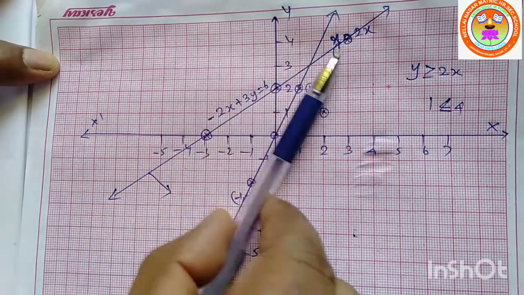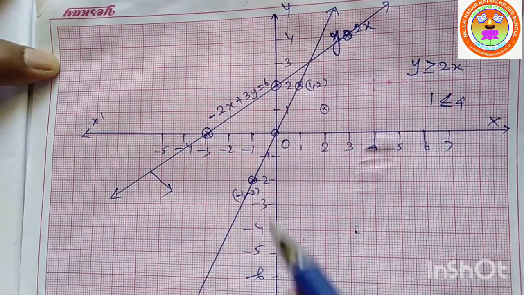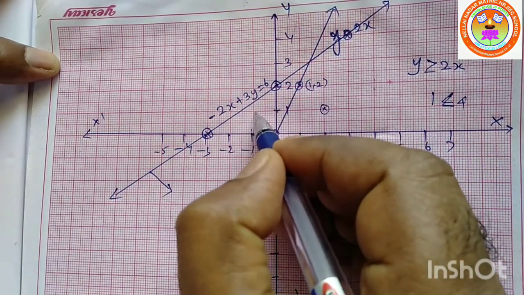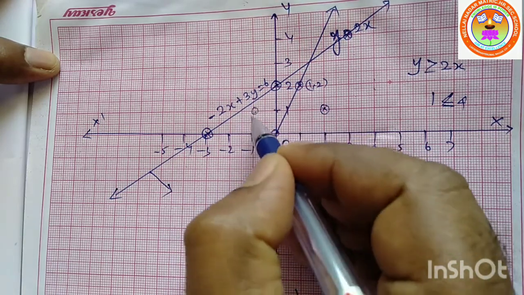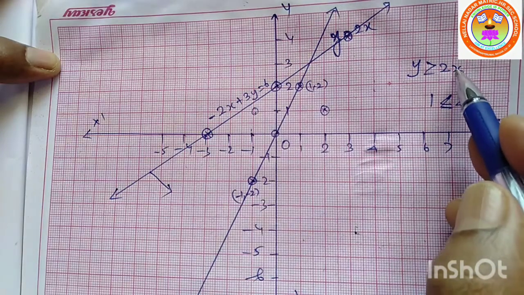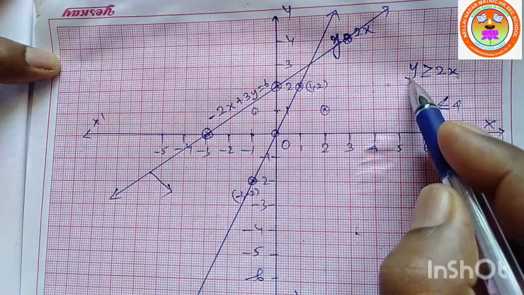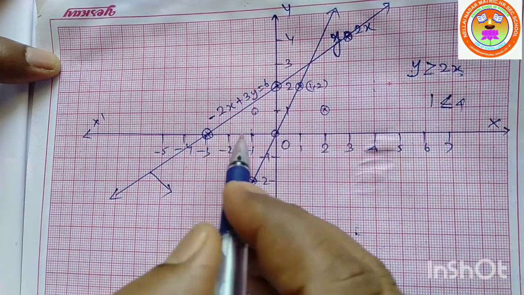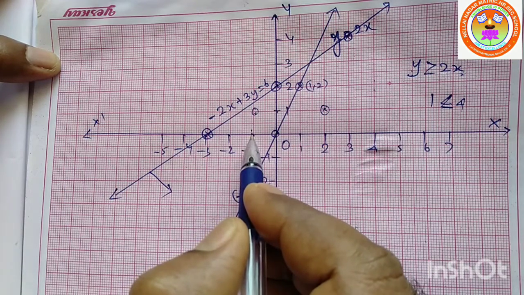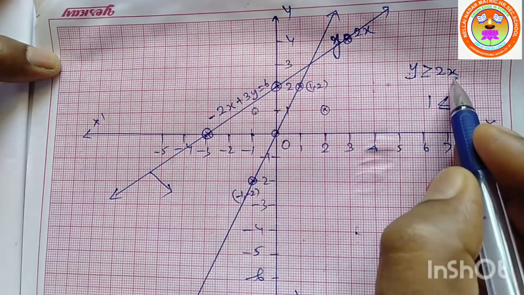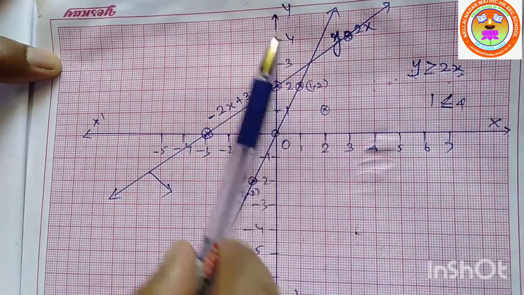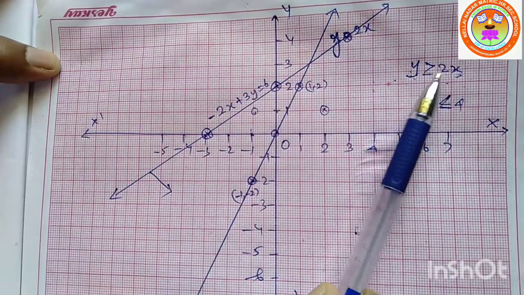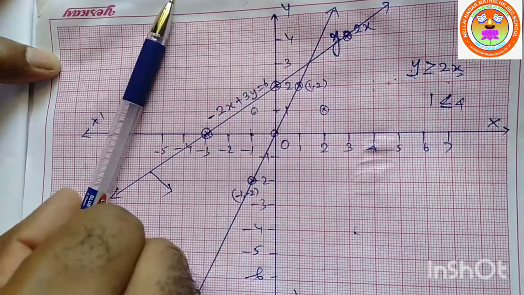If we take the left side values, consider any one point, like 0, 1, or minus 1, 1. X value minus 1, y value 1. X value minus 1, 2 times minus 1 is minus 2. Y value 1. So 1 is greater than minus 2, right? So it is satisfying. Or if you take minus 1, 0: x value minus 1, y value 0, and 0 is greater than minus 2. So these left side values are satisfying the inequality y is greater than 2x. So we have to shade the left side.